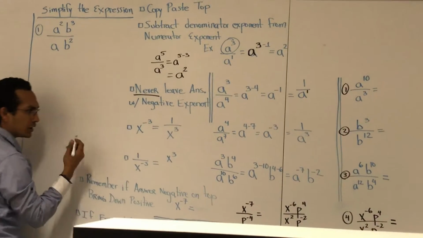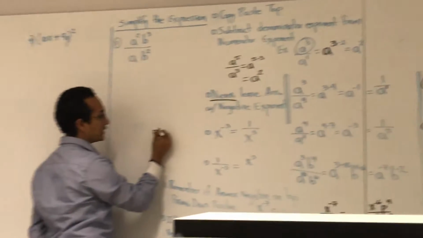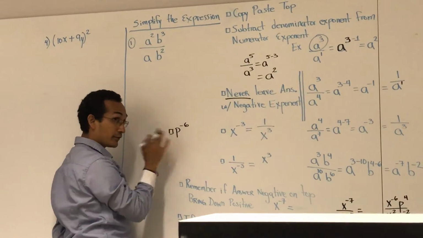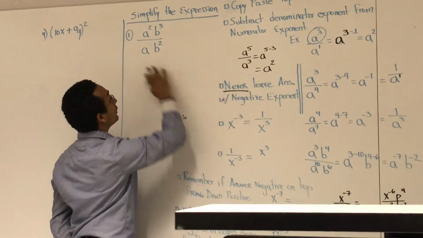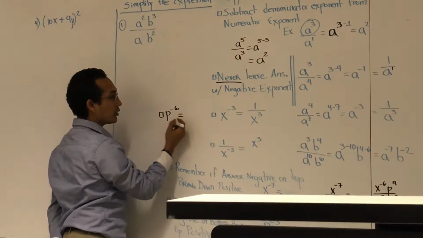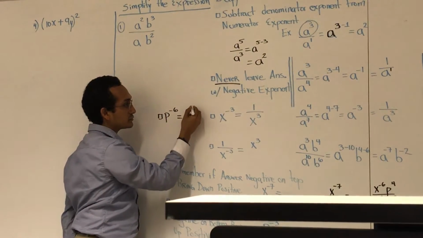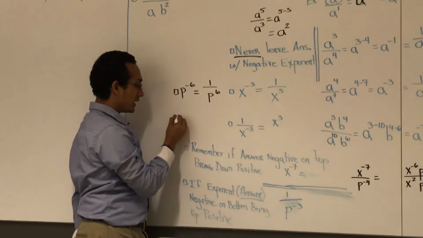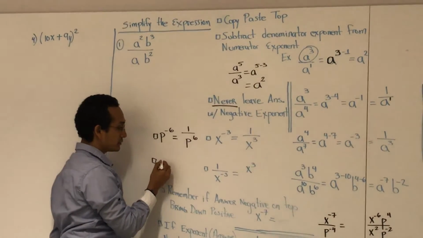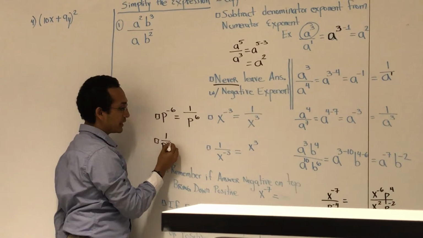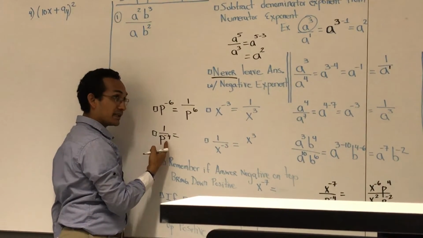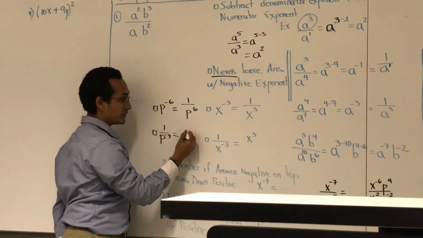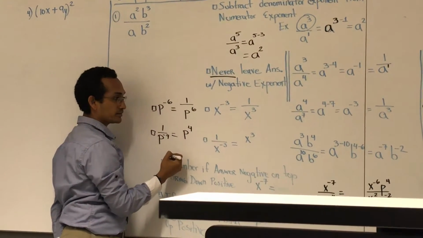So let's use a little bit more examples. What happens if you have p to the negative 6? That's your final answer after you did all this work here. Well, what are you going to do? You're going to bring it down, 1 over p to the 6. What happens if you have 1 over p to the negative 4? Again, you have a negative exponent, so you want to bring it up positive. So it becomes p to the 4th power.